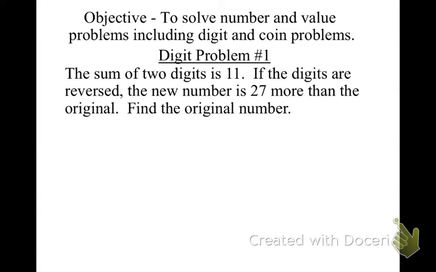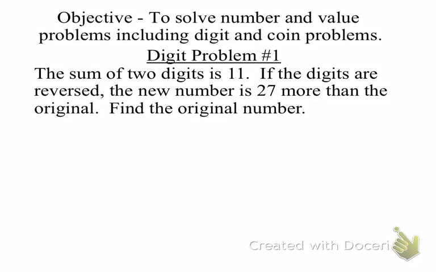All right, here's the way the digit problem works. The sum of two digits is 11. If the digits are reversed, the new number is 27 more than the original. So the first thing we're going to do, we have to find the original number. We're looking for the original number.